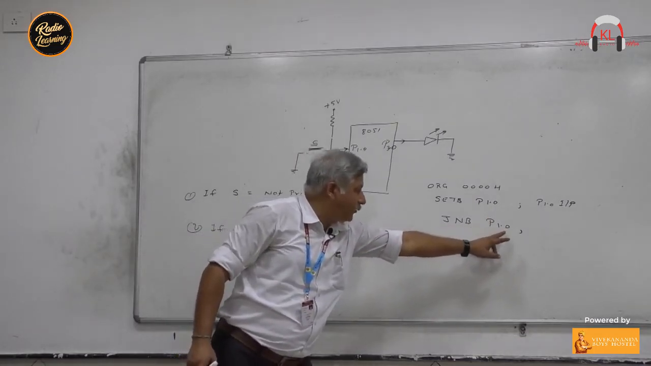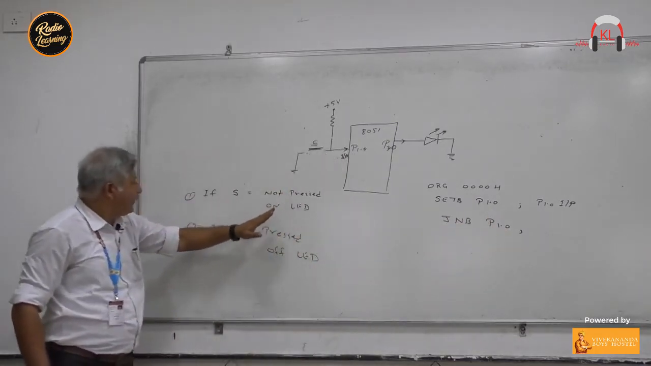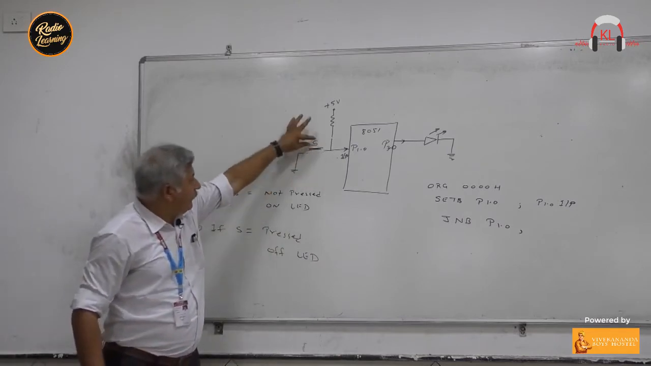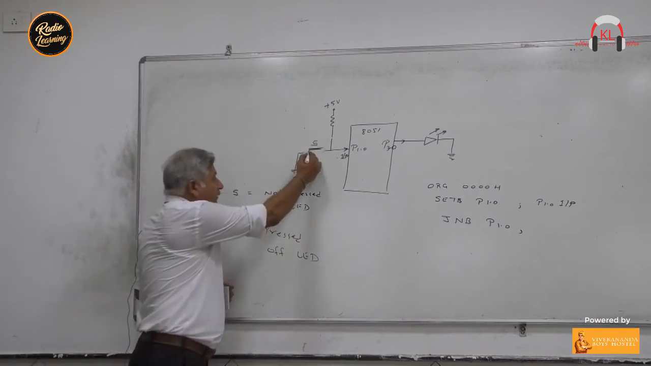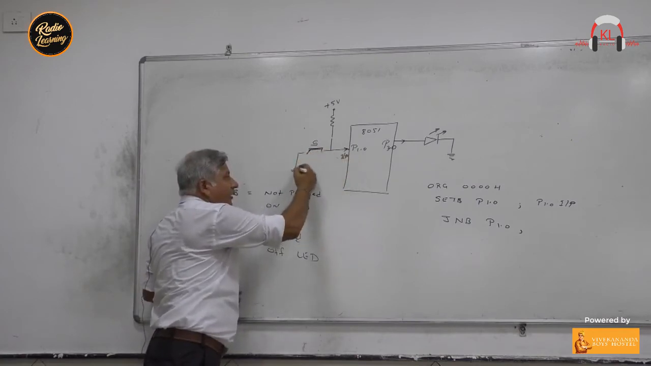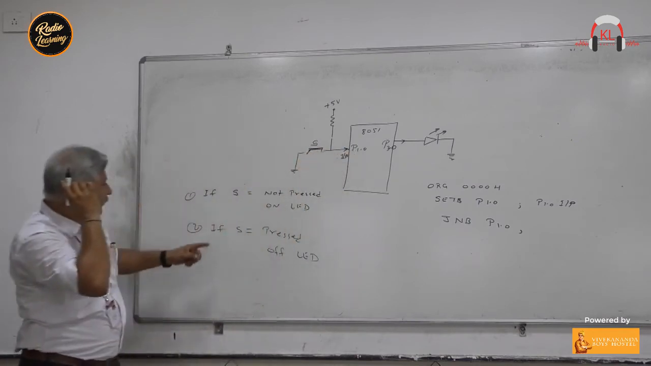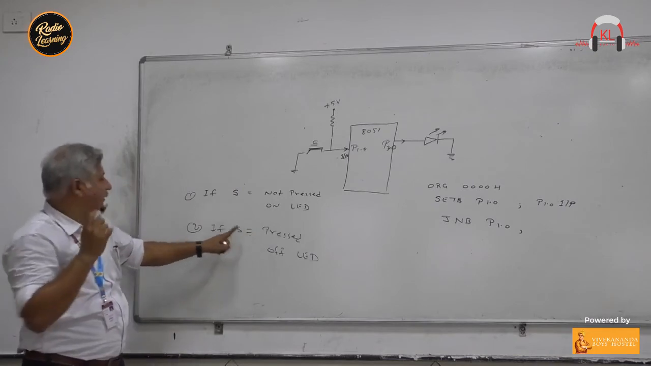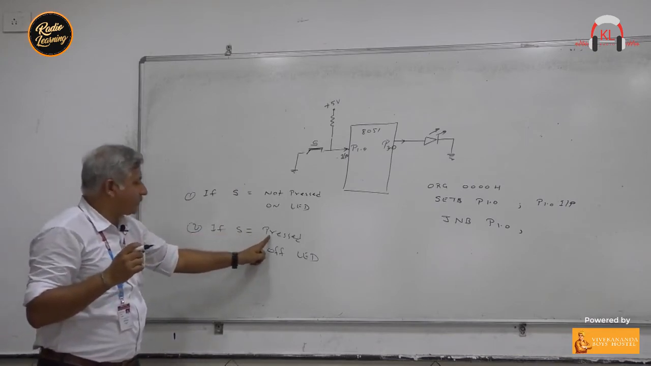If P1.0 is 0, when is it 0? When we press the switch. When we press the switch, at that time you will get this 0 ground value here. So this is condition number 2: if the switch is pressed, turn off the LED.